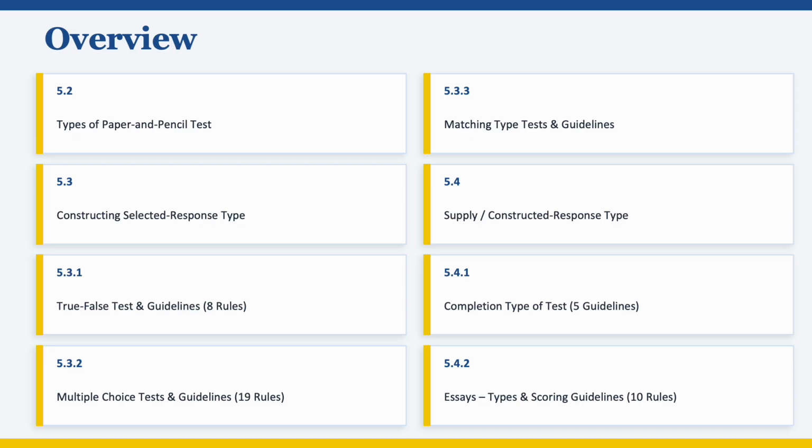After that, section 5.4, we shift to the supply or constructed response type, where students have to produce the answer themselves. So this covers completion tests and essays. Each of these types has specific guidelines, rules that teachers must follow when constructing them. And trust me, once you learn these rules, you'll never look at a poorly made test the same way again. Alright, let's get into it.